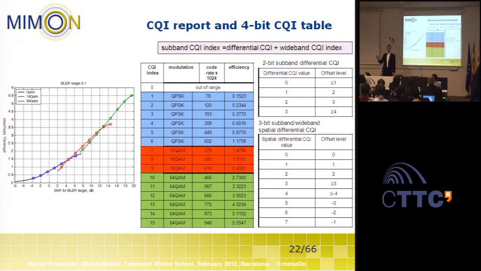And basically the user equipment is now signaling back this index, and this index is telling the base station which is the preferred modulation scheme and the preferred code rate with which a bit error rate of 10% can be achieved. In this reporting, of course, you have 4 bits that you need here to report these 16 values.